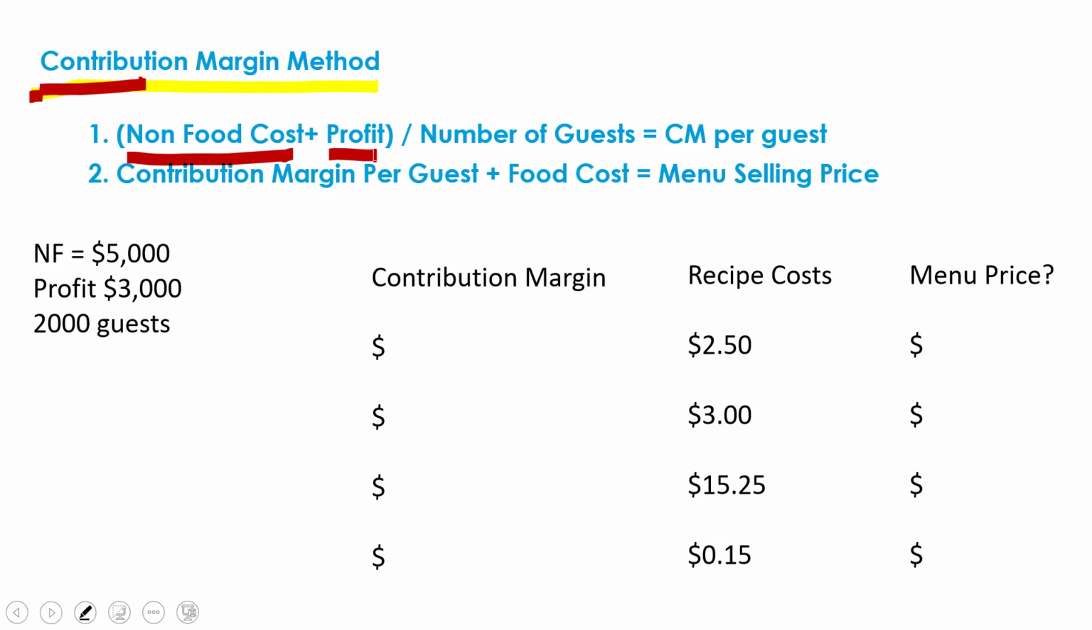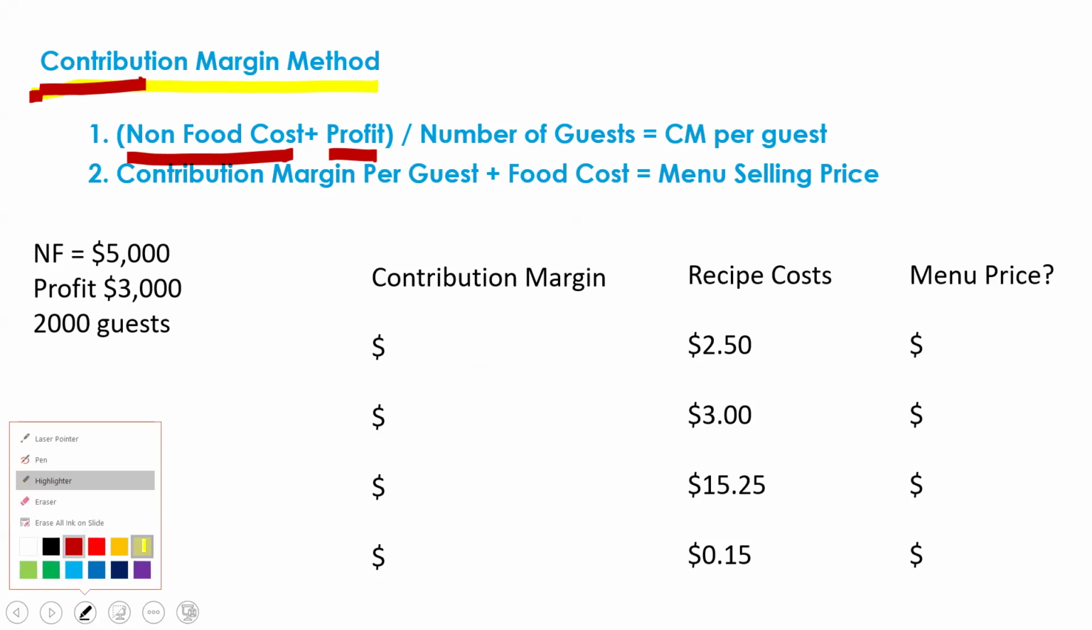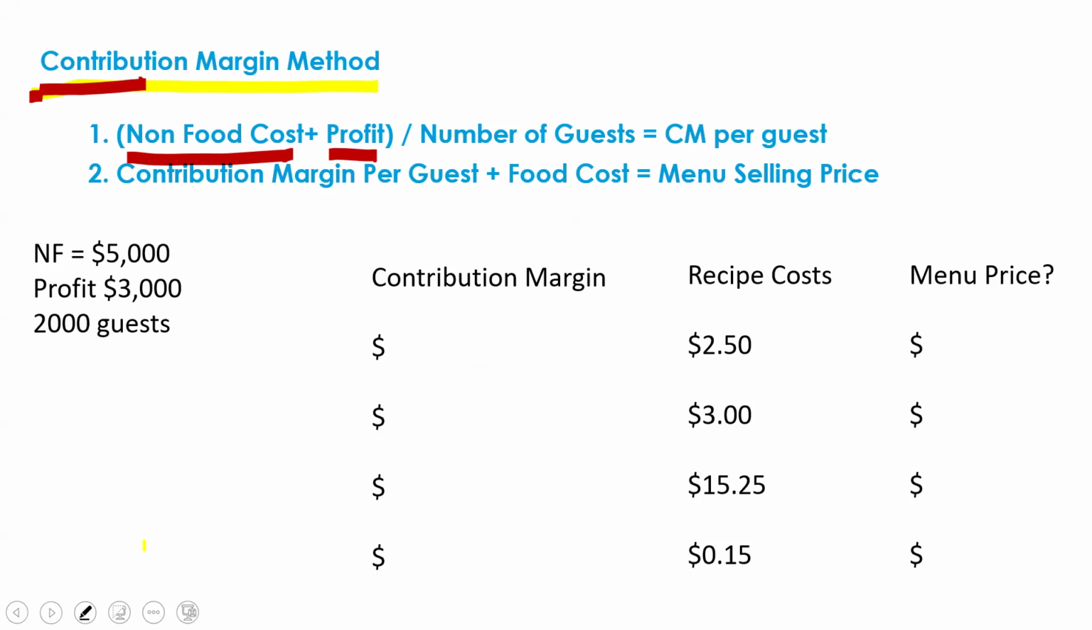So number 5, letter A, add the non-food cost and the profit. And then letter B is what? Divide by the number of guests. Okay. From there, we're going to go ahead and add the contribution margin to the recipe cost.